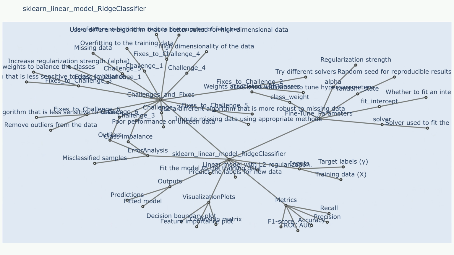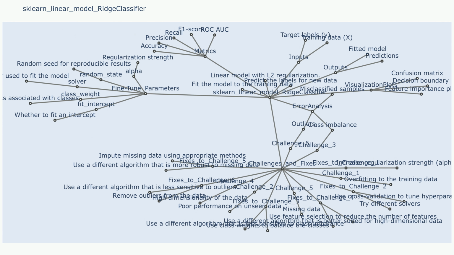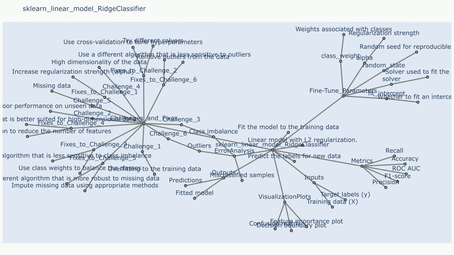Solver: it specifies the algorithm used to solve the optimization problem. Options include SVD, Cholesky, SAG, SAGA and SparseCG. Fit intercept: if true, it calculates the intercept of the linear model. If false, it assumes the intercept is 0. Random state: it controls the randomness in the optimization algorithm if stochastic solvers are used. It is useful for reproducibility. Uncertainty methods. Confidence intervals: it can be used to estimate the uncertainty in the model's predictions by calculating confidence intervals for the predicted probabilities.